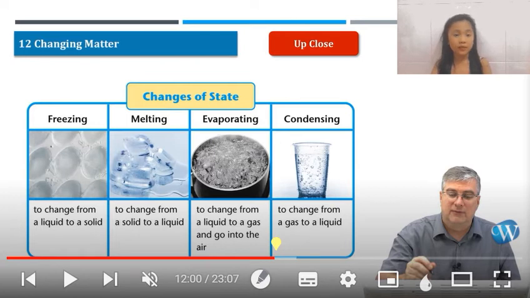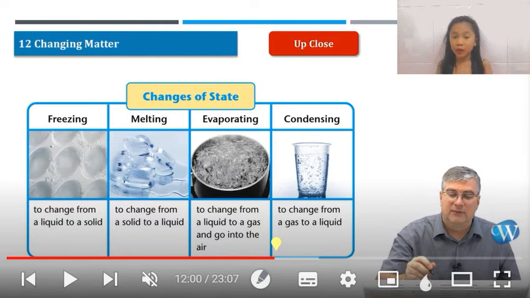So the next one is melting. Melting means to change from a solid to a liquid, right? If we have a piece of ice, and then we put it in a very warm place, then it will melt. Kind of like if you're eating your ice cream, you eat it quickly so that it won't melt all over your hand. Remember.